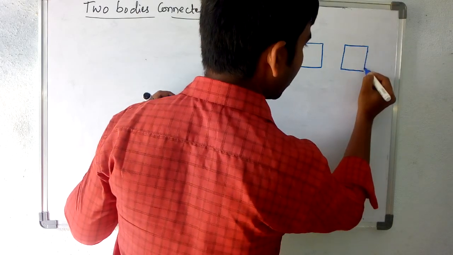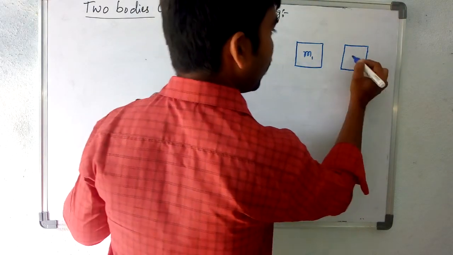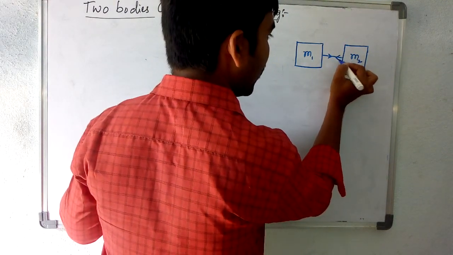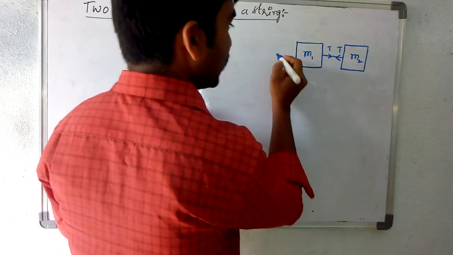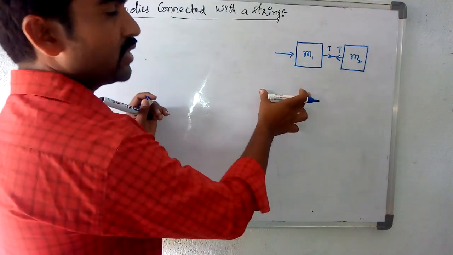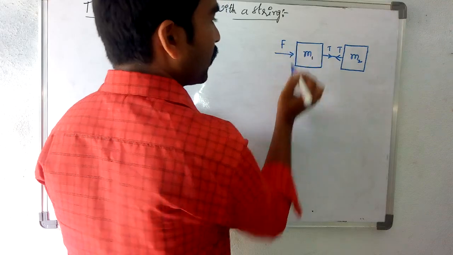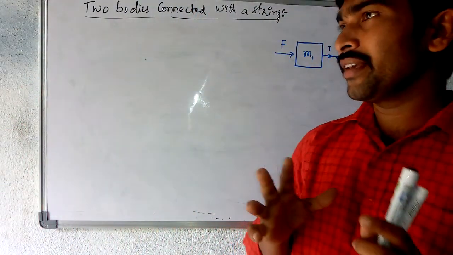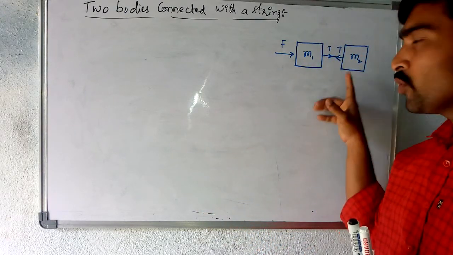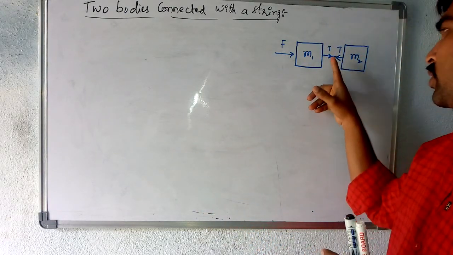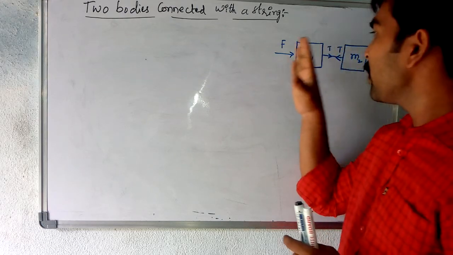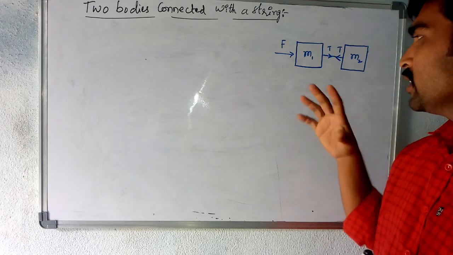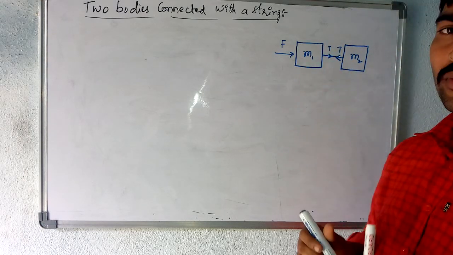These two bodies, M1 and M2, are connected with a string, and here the tensional force is applied. I am applying force on M1, which is kept on a smooth surface. This is the tensional force, and I am applying force on M1. What about acceleration? So what is the free body diagram of M2?